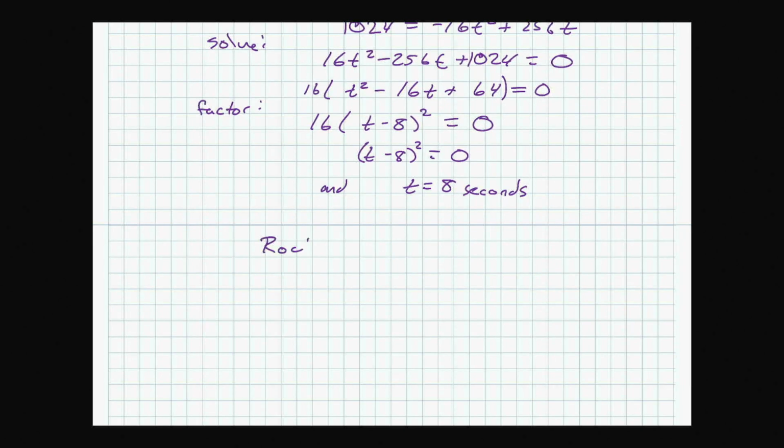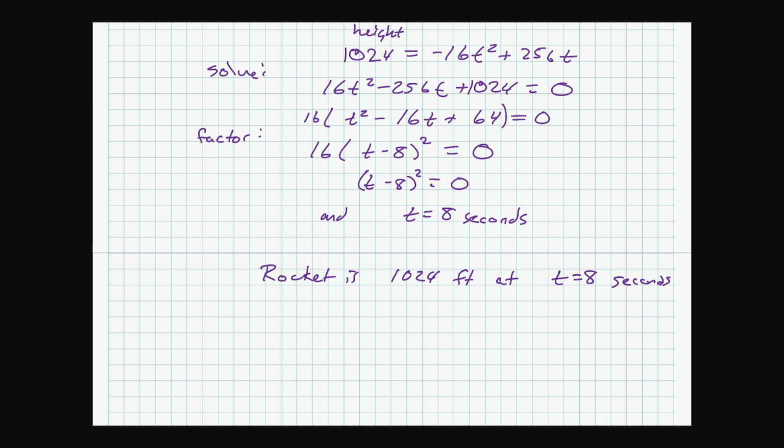So the rocket is 1,024 feet at t equals 8 seconds. And so that's what you type into the computer. Why did that lock up? All right, so that's our first try at this. We didn't use any of the equations for velocity and acceleration, so it just started out real easy. Let's keep going.